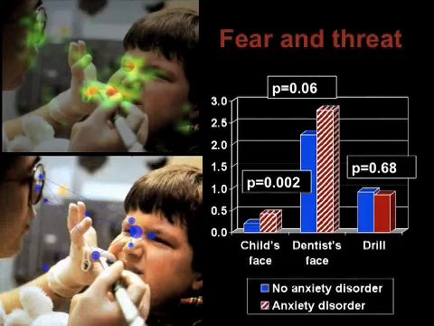But here is a picture in which there is potential threat, which is a dentist drilling on this boy. And what we see is quite intriguing. There was no difference in the two groups in looking at the drill. They both looked at that drill. But where there was a difference was that the children with anxiety disorders spent a longer time looking at both the face of the child, is he okay, but also at the face of the dentist. Is this person trying to hurt this person? Is this child safe?